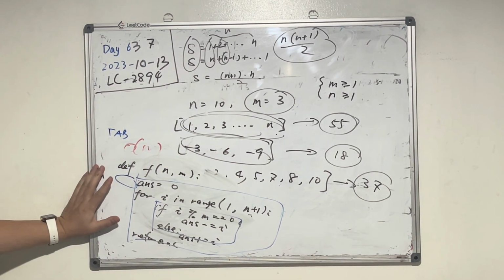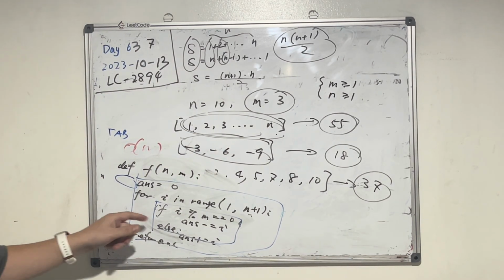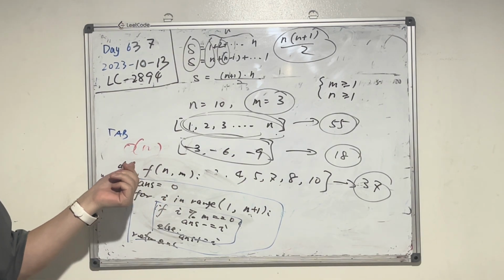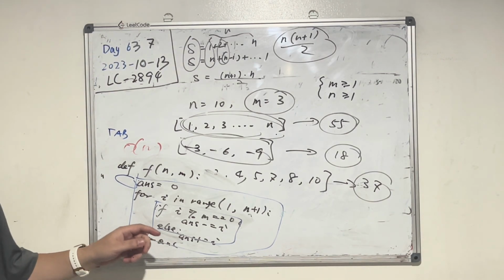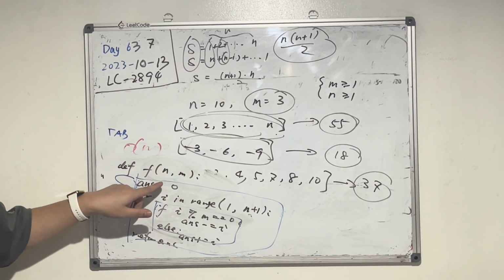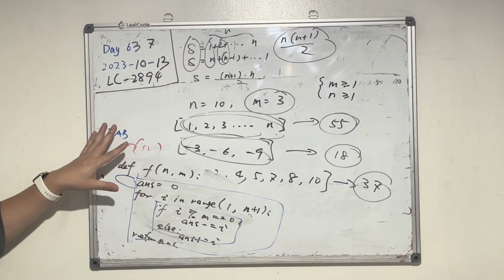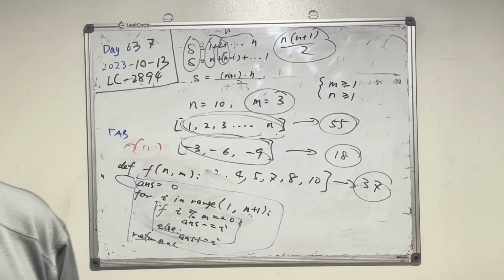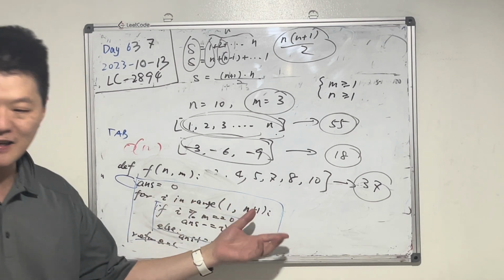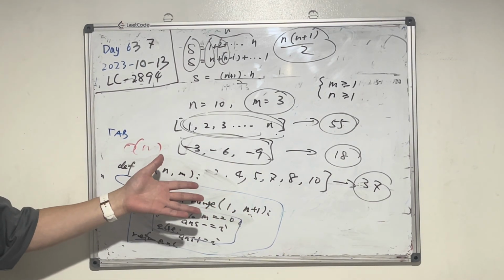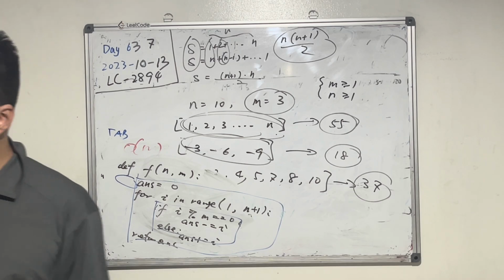Actually, we can do this in maths. We don't need to check each one. Look, if this n is a billion, a trillion, we then have to go through the billion numbers. Then that's going to take a long time. The next one is going to be O of 1. How do you know? Math. It's O of 1.